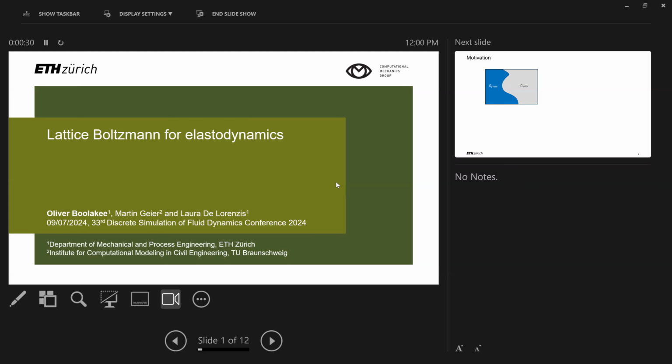So we are a group of solid mechanics people, so our motivation is to use lattice Boltzmann for problems in solid mechanics. Previously, we were working on lattice Boltzmann for elastostatics, so in the quasi-static limit. And now we focus on the dynamic case where we actually expect more competitive performance of lattice Boltzmann because of the inherent time dependence of the method. This is a joint work involving Martin Geier from TU Braunschweig and my PhD supervisor here at ETH.